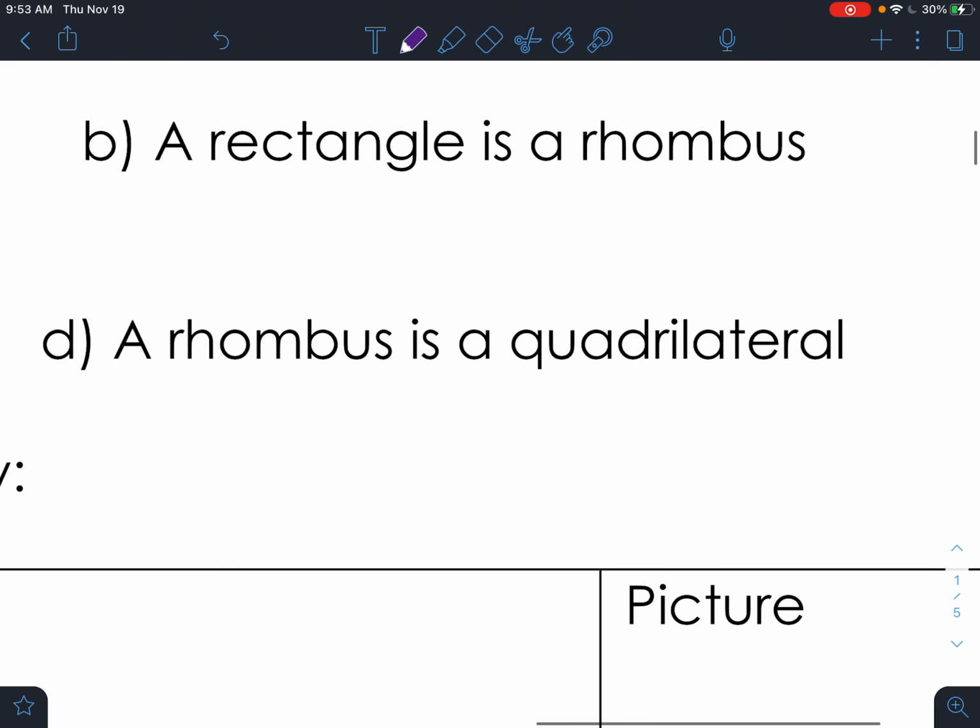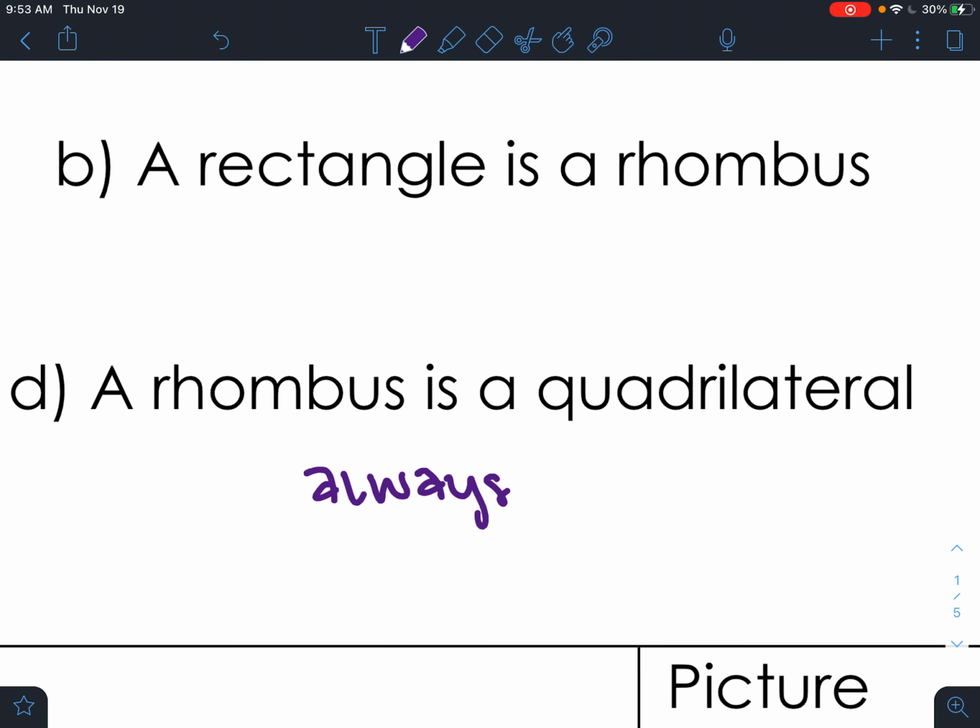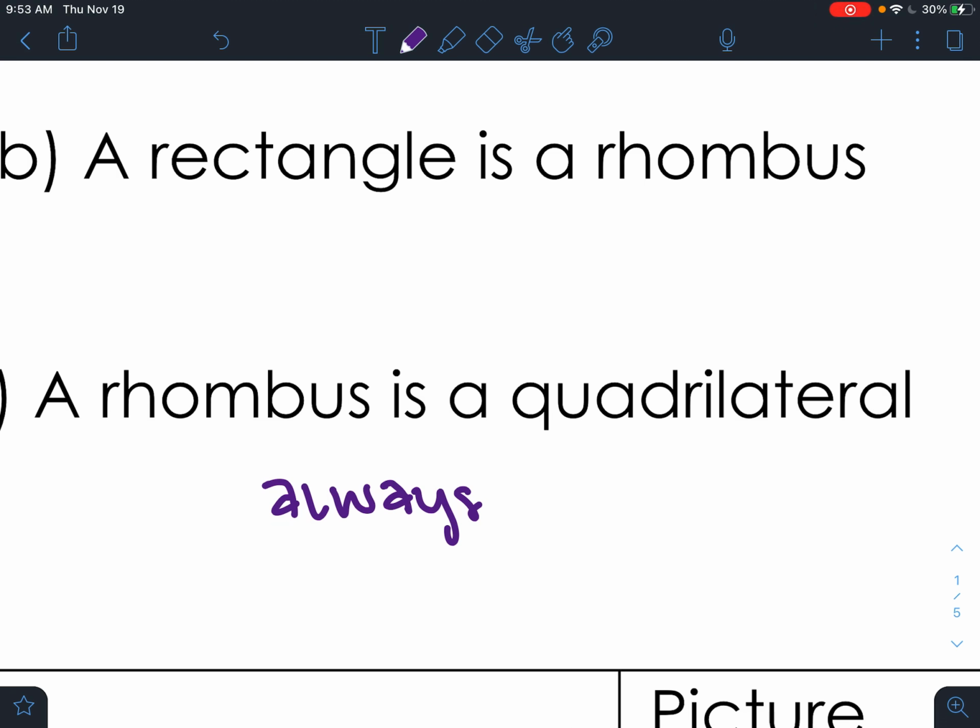Let's go over to D. So then it says a rhombus is a quadrilateral. This is always true. A rhombus will always have 4 sides. All right, so that's always true. And then B, a rectangle is a rhombus. I really like this question because a lot of students go to never, but the answer to this is sometimes, because there's only one case when a rectangle is a rhombus, and it's when it's a square.